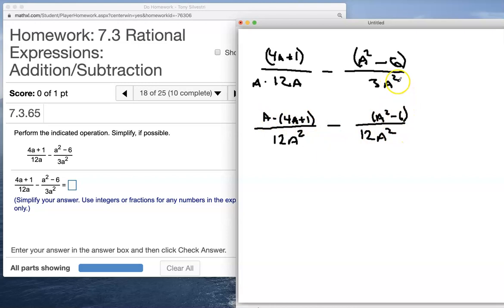So in this fraction, I start off with a squared, I end up with a squared, good with a squared, but 3 has to become 12. I've got to multiply the bottom by 4, got to multiply the top by 4.